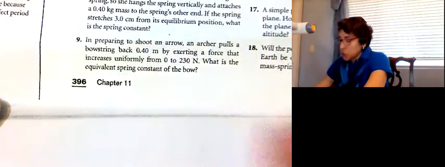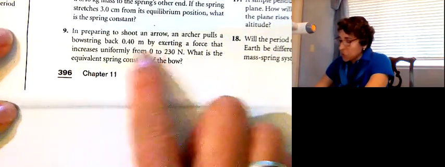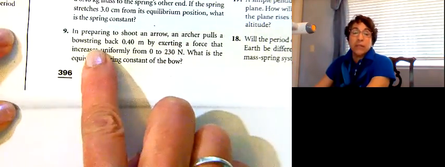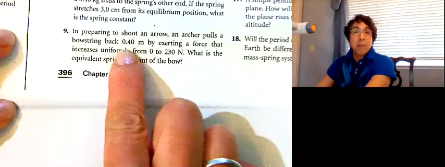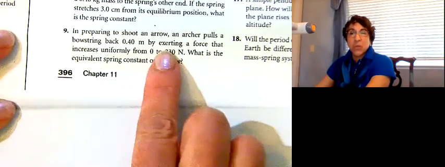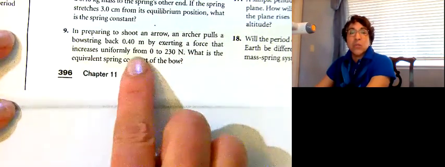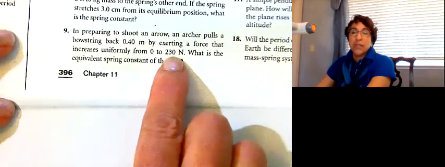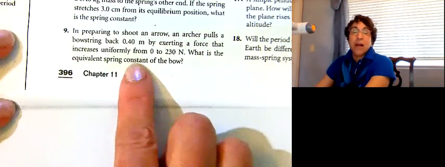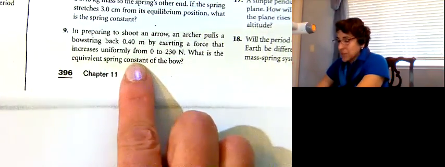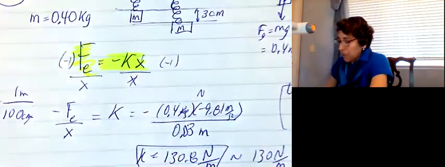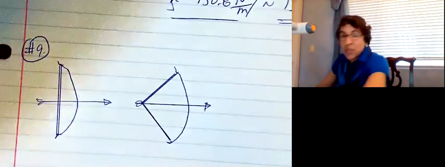In preparing to shoot an arrow, an archer pulls the bowstring back 0.4 meters by exerting a force that increases uniformly from 0 to 230 newtons. What is the equivalent spring constant? So I don't know if you've ever had a chance to play with a bow and arrow. I did in Girl Scout camp.